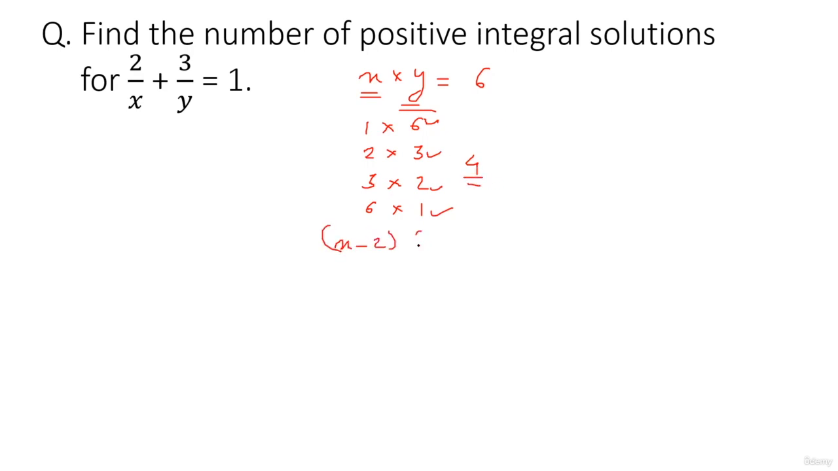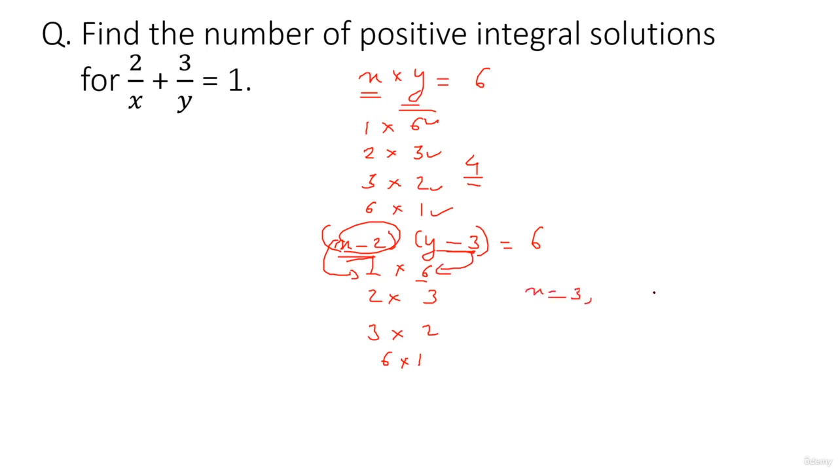Now, when I replace x and y by x minus 2 and y minus 3, the values of x and y will change, but the number of solutions will still remain 4. Earlier the values of x and y were 1 and 6, now x minus 2 will be 1 and y minus 3 will be 6. So if you take x minus 2 as 1, x is equal to 3, and y minus 3 as 6, y is equal to 9. This is the first solution. It doesn't matter what the actual solutions are; in this case also I will have exactly 4 solutions.